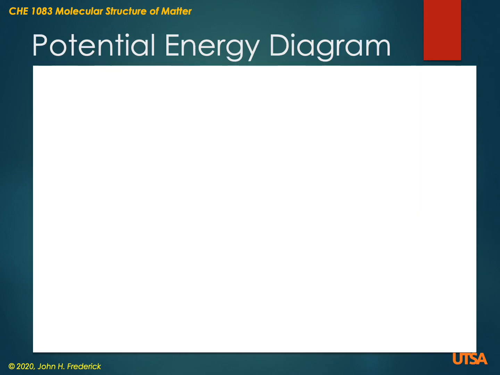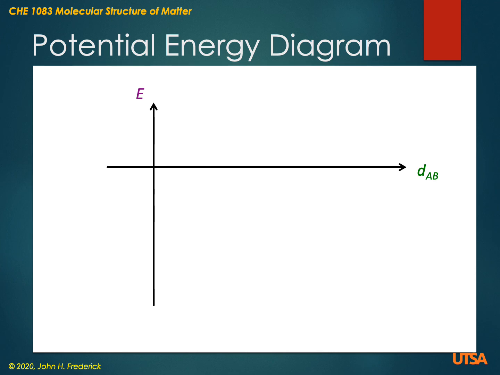So what does this look like? Okay, so I'm going to draw a little bit of a graph here where I'm going to use energy on the vertical axis, and on the horizontal axis it's going to be the distance d between two atoms A and B that are going to form a covalent bond.